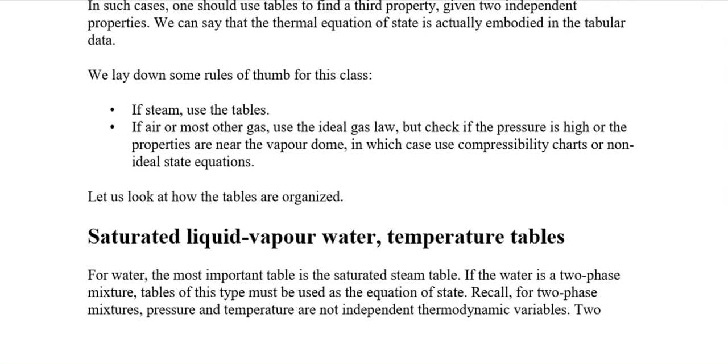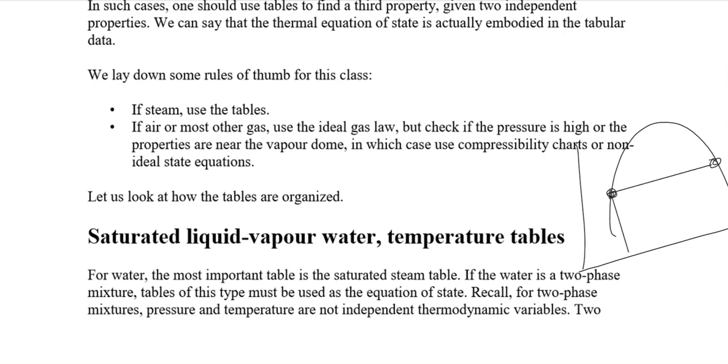So let's look at how the tables are organized now. I said we would need two independent intensive properties to define the state of the system. The first table is for saturated liquid-vapor water. So we are talking about the saturated state, and liquid and vapor water, which is the vapor dome itself. We are talking about this zone.